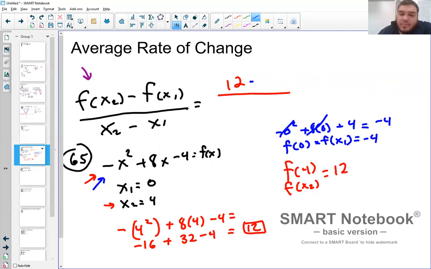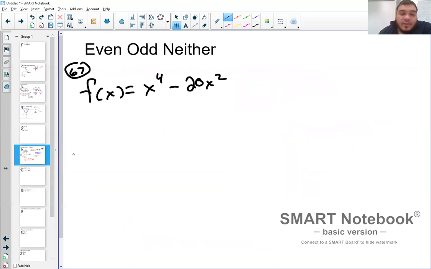So I'm going to put a minus -4 on top here. On the bottom, I just plug in x2, which is 4, minus plugging in the x1, which is 0. 12 plus 4 is going to be 16 over 4. 16 over 4, your final answer is 4. So basically plug in your points and then solve the slope. Very straightforward.